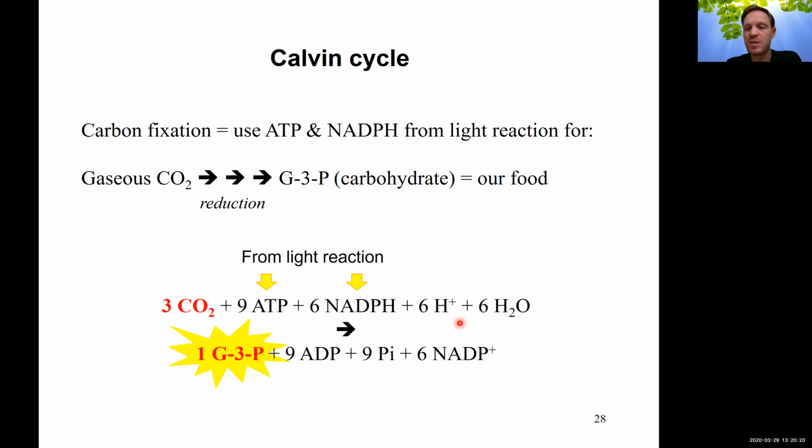If you put this concept in numbers, you're taking on 3 carbon dioxide from the air, you're using the energy of 9 ATPs and 6 NADPHs that you generated in the light reactions, and you're converting these 3 carbon dioxides into 1 3-carbon carbohydrate, G3P. So it's a pretty expensive process, but if you consider that you can take carbon dioxide from the atmosphere and turn it into a sugar, that seems to be a pretty worthwhile investment.